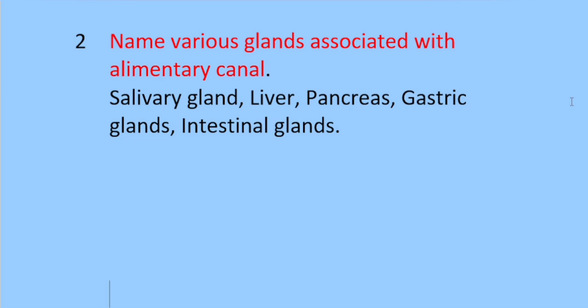Name various glands associated with alimentary canal. Our alimentary canal has 3 glands opening into it, that is salivary glands, 3 pairs of salivary glands we have, liver, that is the largest gland, and pancreas. Apart from that, inside the stomach we have gastric glands which secrete gastric juice, and also inside the small intestine we have intestinal glands, they secrete intestinal juice. Both these contain enzymes for the digestion of the food.